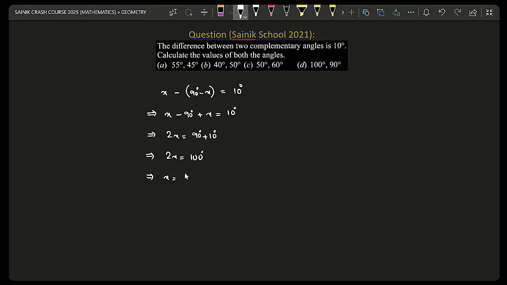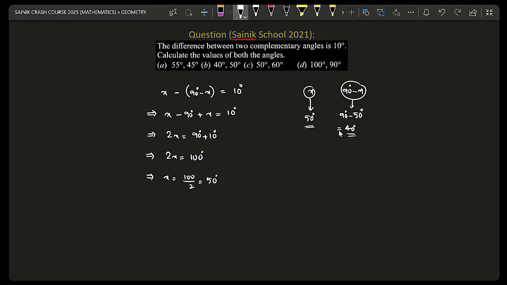100 divided by 2. What is 100 divided by 2? 50. Yes, 50 degrees. That means of the two angles we called, one angle is x and another angle is 90 degrees minus x. Now x we got equal to 50. Now how to get the next angle? In place of x we need to substitute 50. So what is 90 minus 50? So 40. Now 50 and 40 are our answers.